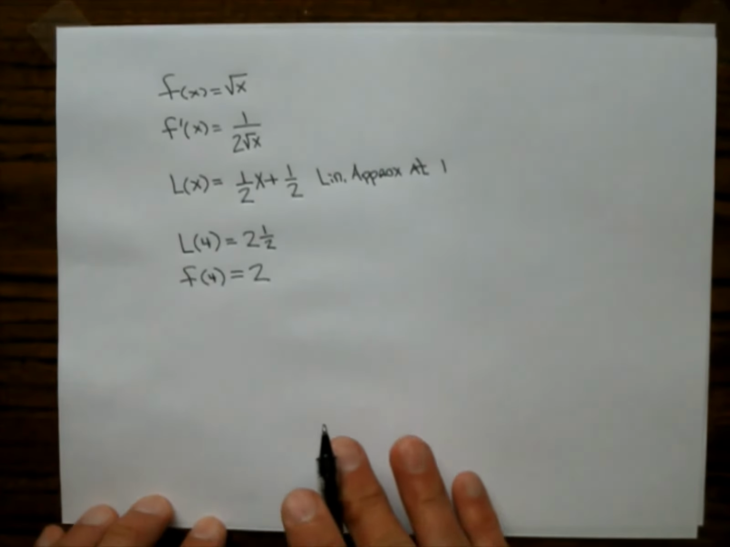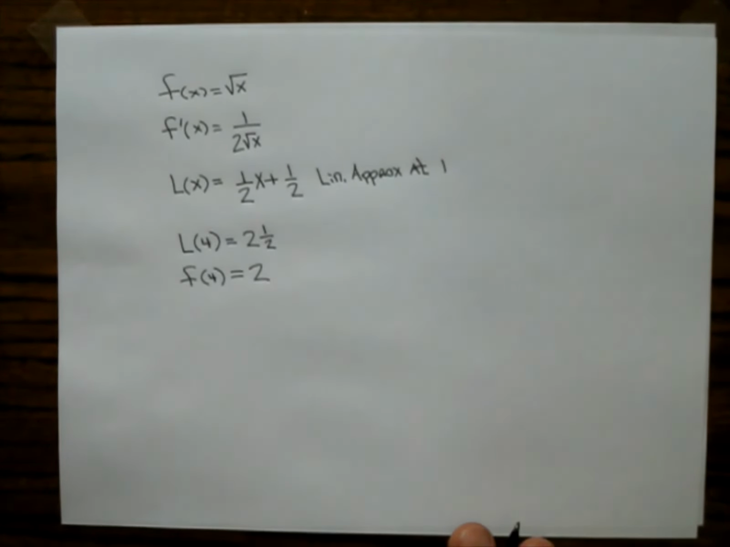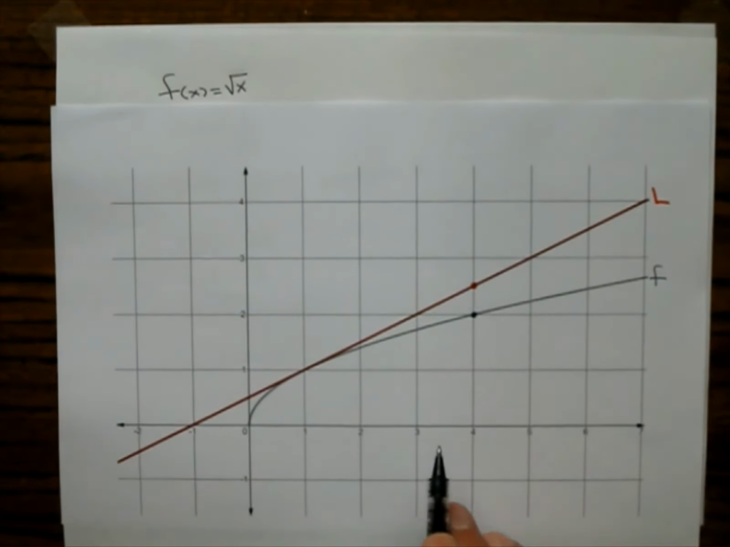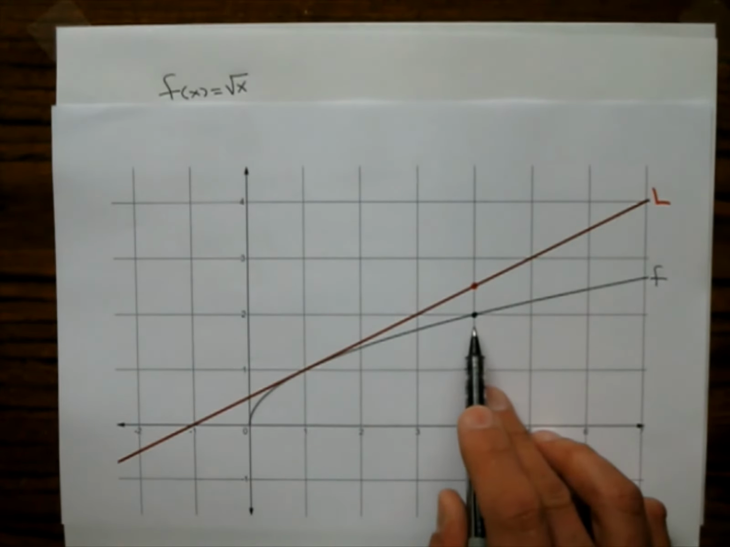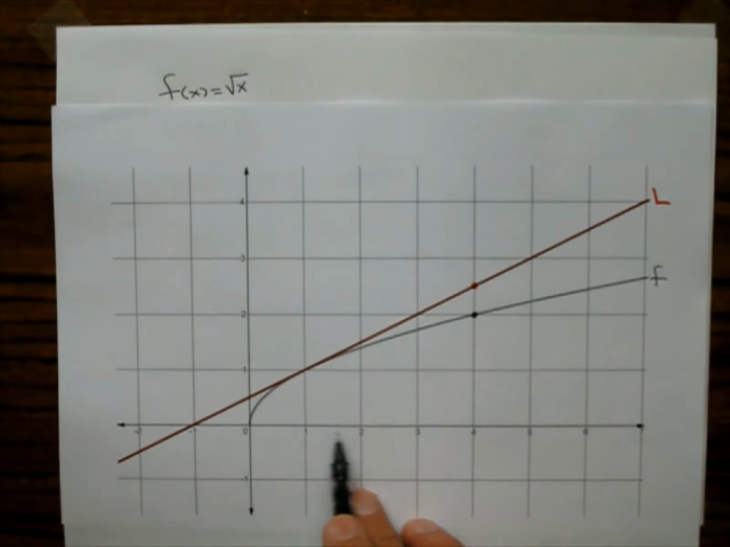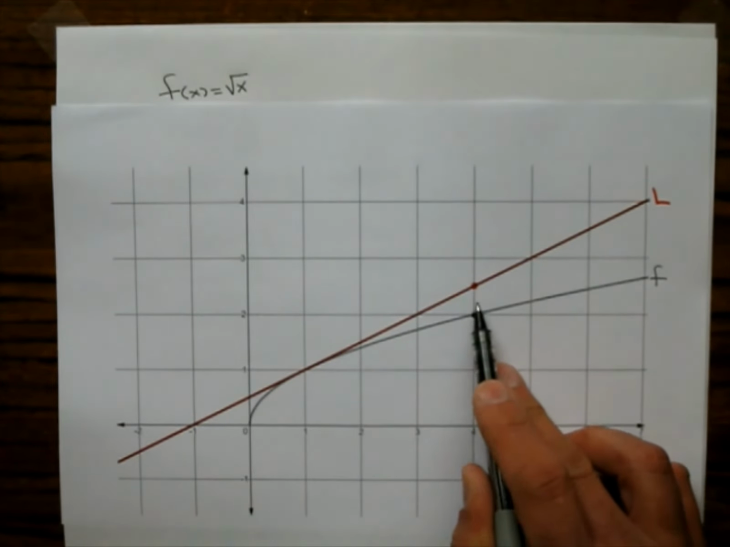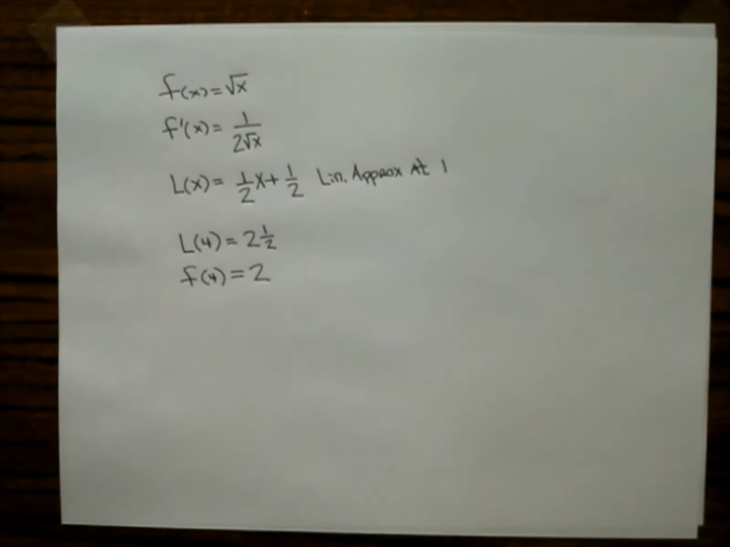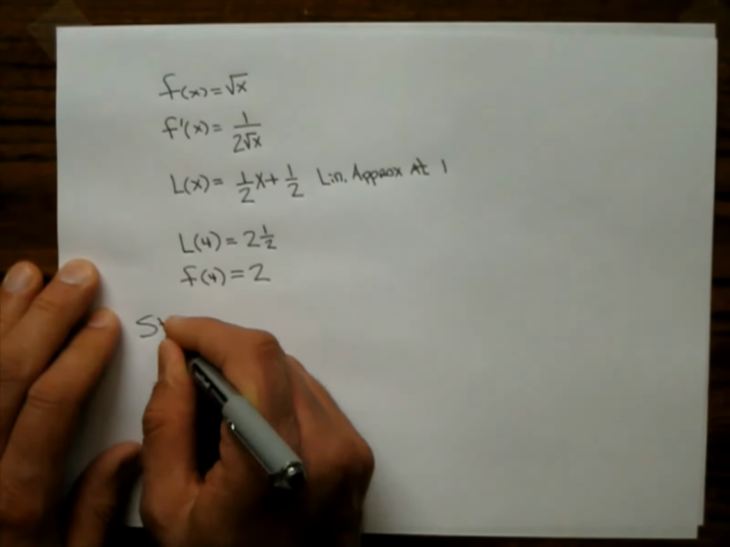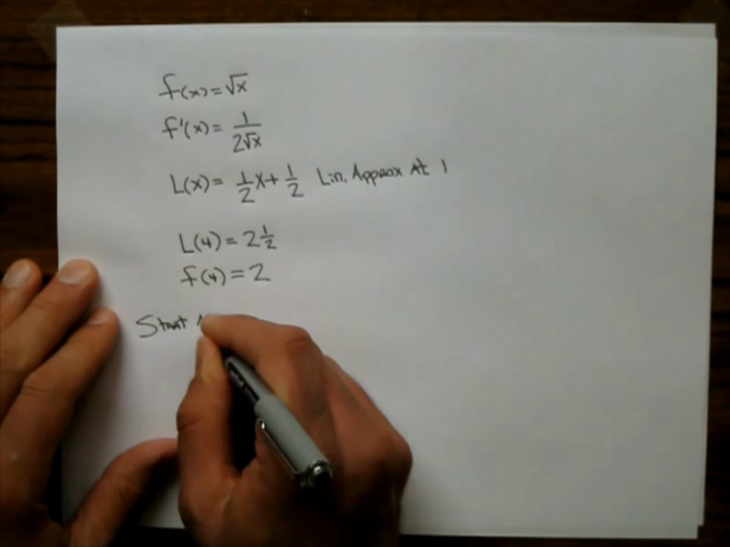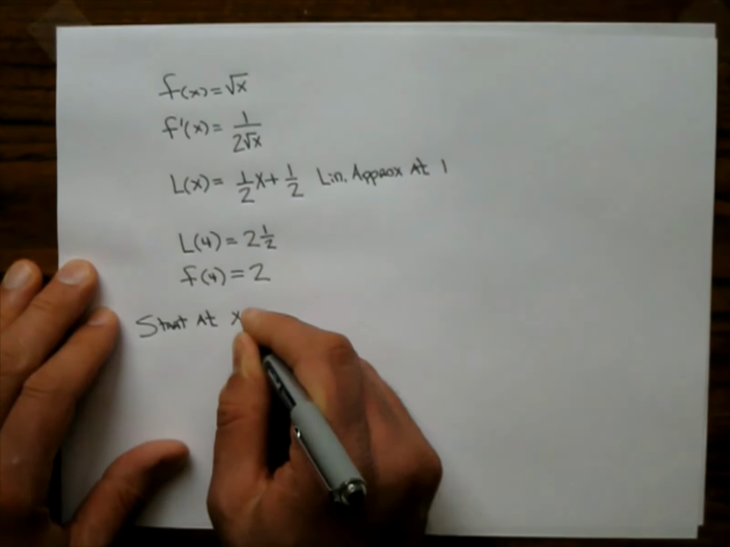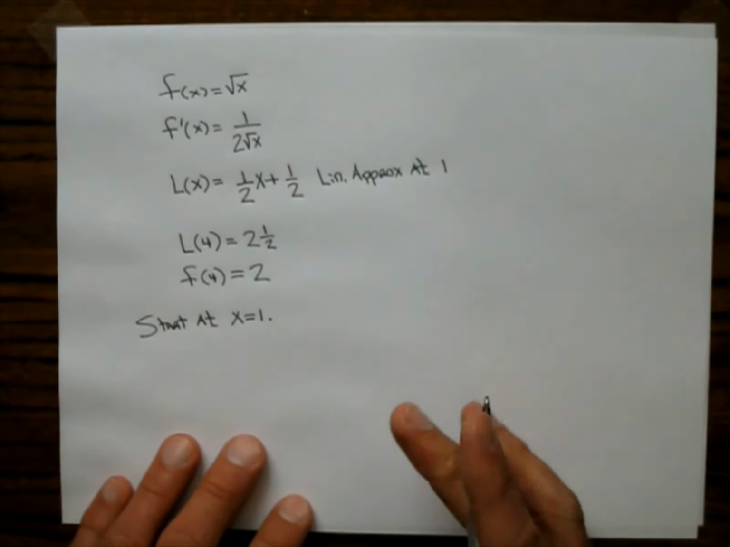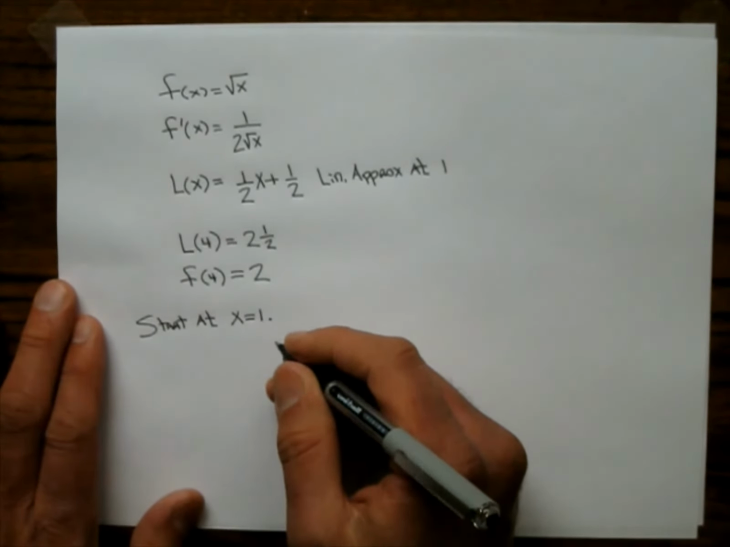So what I'm going to do now is I'm going to show you the picture. And the picture looks like that. So f of 4 is 2. That was the last one I computed. And L of 4 was 2.5. So there's quite a difference there. So what am I going to do with this? What I'm going to do is I'm going to start at x equals 1. So here's the new part right here. You're like, well, where's the problems? And we'll do some problems after this development. Okay. Start at x equals 1.